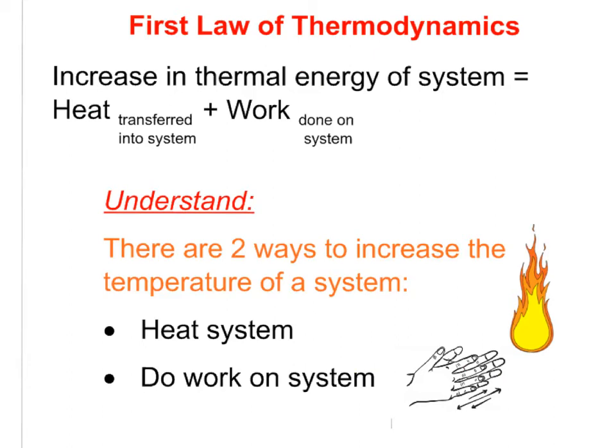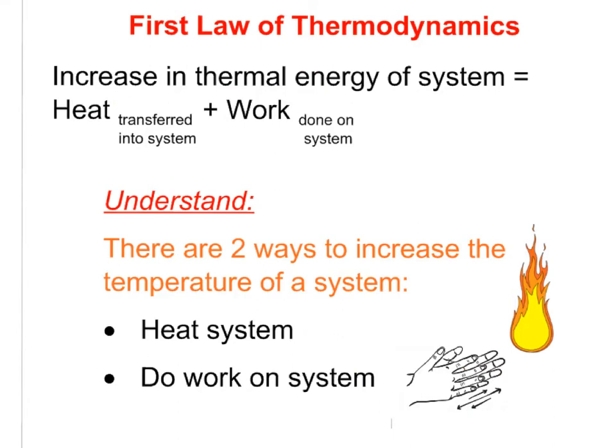So we're going to look at the first law of thermodynamics. It's a little bit more complicated than this. I'm going to try and simplify it and tell you just what you need to know about it. But the idea is that the heat transferred into the system plus the work done on this system is going to equal the increase in the thermal energy of that system. That's essentially the idea. And what you need to understand is, because of that, there are basically two ways that you could increase the temperature of a system.